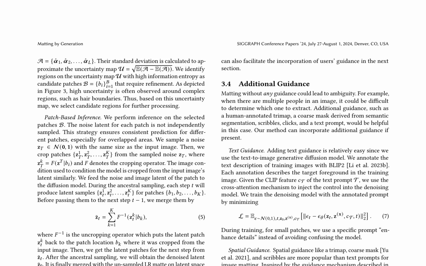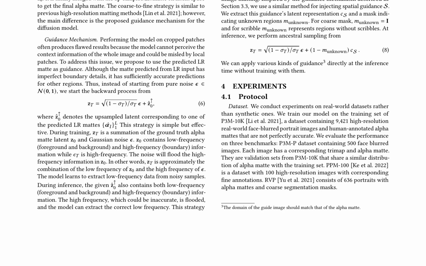The guidance mechanism is introduced to address the issue of flawed results due to the model's inability to perceive context information. The predicted low-resolution, LR, matte is used as guidance, starting the backward process from a combination of the upsampled latent corresponding to the predicted LR matte and Gaussian noise. This strategy is effective in extracting low-frequency data from noisy samples.